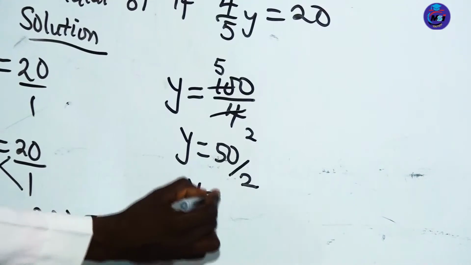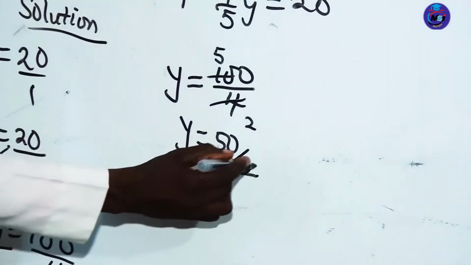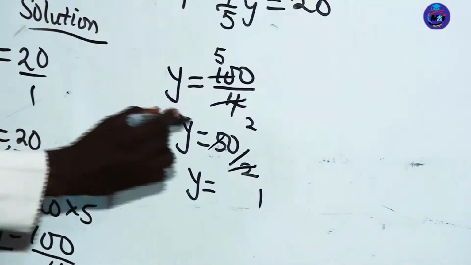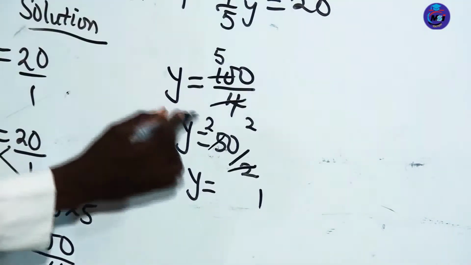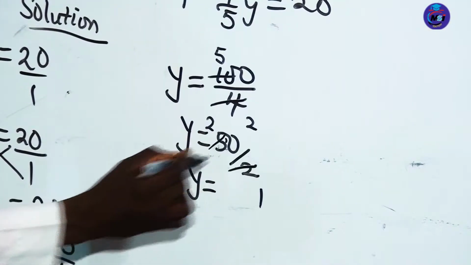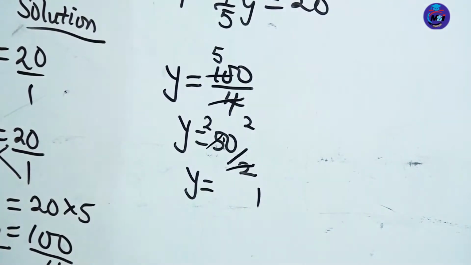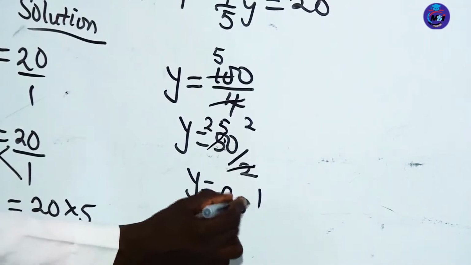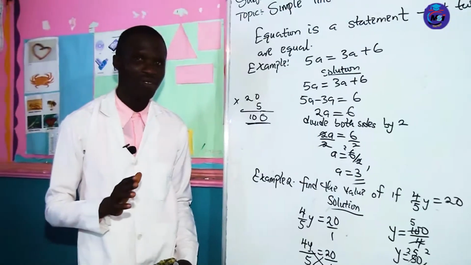Y will give you, how many 2 can we see in 2? 1. How many 2 in 5? It is 2. Remainder what? 1. Put the 1 at the front of 0. It will give you 10. How many 2 can we find in 10? 5. Therefore, y will give us what? 25.